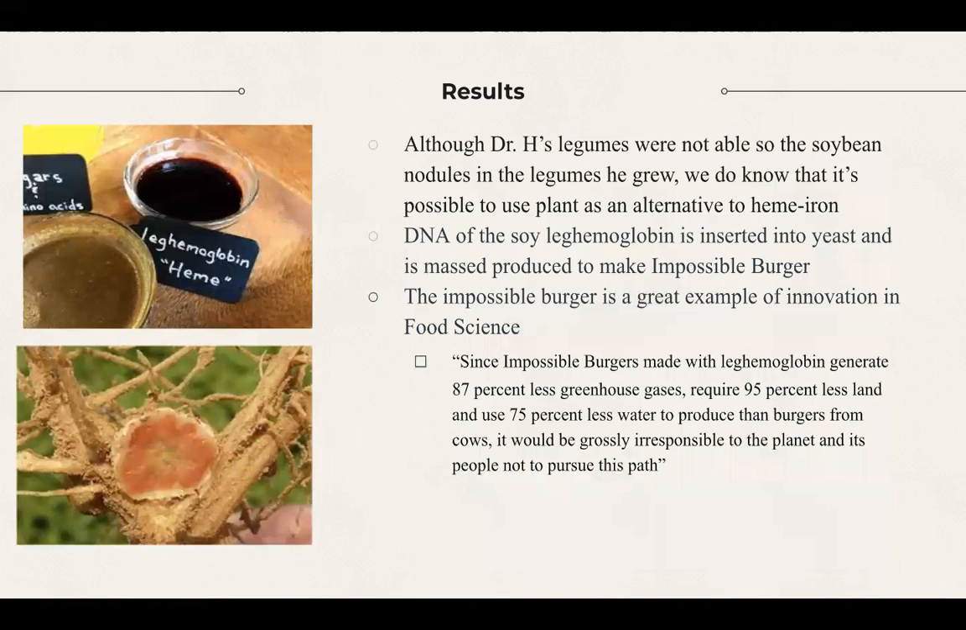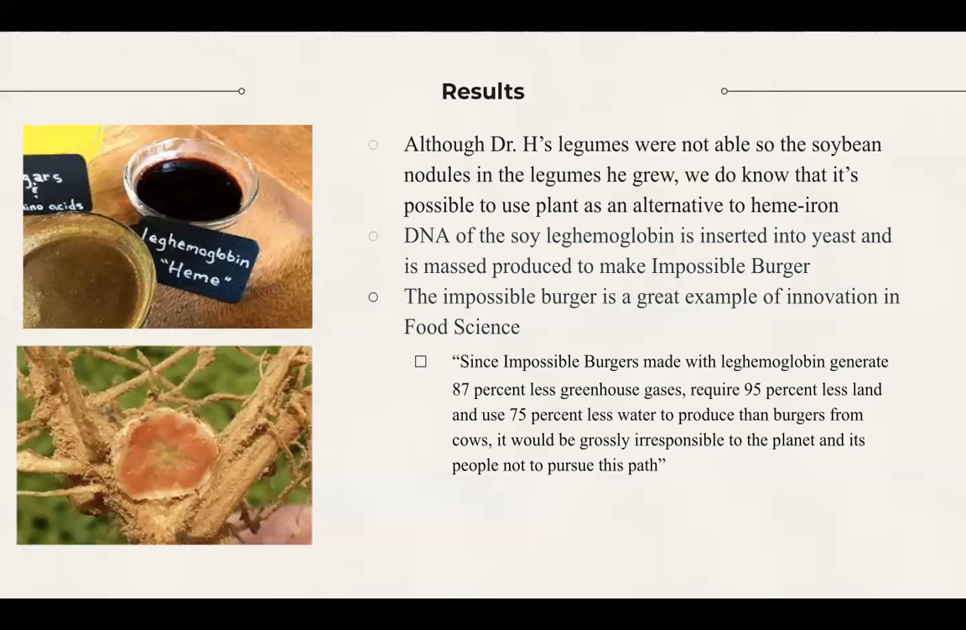Although Dr. H's legumes were not able to show the soybean nodules in the legumes he grew, we do know that it is possible to use plants as an alternative to heme iron. DNA of the soy hemoglobin is inserted into yeast and is mass produced to make the Impossible Burgers. The Impossible Burger is a great example of innovation in food science. This is a quote directly from their website.